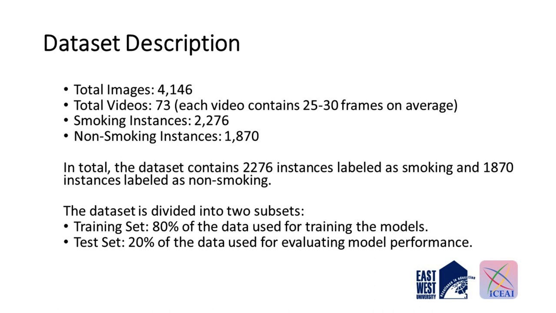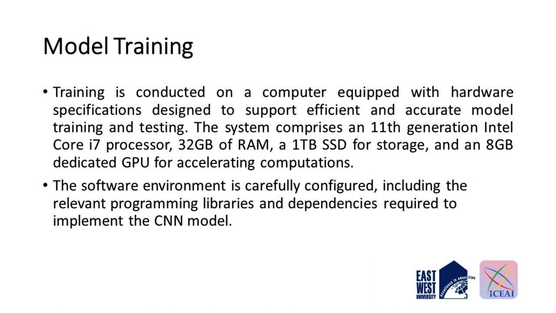The dataset is divided into two subsets: 80% of the data used for training the models and the remaining 20% of the data used for evaluating model performance. Model training. The training is conducted on a computer equipped with hardware specifications that include an 11th generation Intel Core i7 processor, 32GB of RAM, a 1TB solid-state drive for storage, and an 8GB dedicated GPU for accelerated computations. The software environment is carefully configured, including the relevant programming libraries and dependencies required to implement the CNN model.